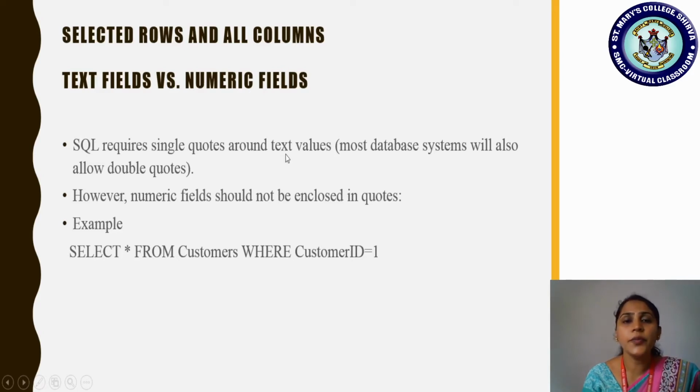So any attributes which have values of character type, varchar type, or alphanumeric type have to be put within, or embedded within, what? Single quotes when you are using them in a condition. Most database systems will also allow double quotes. So if you use double quotes, it will be accepted. Some software or database systems will accept inputs embedded within double quotes also.